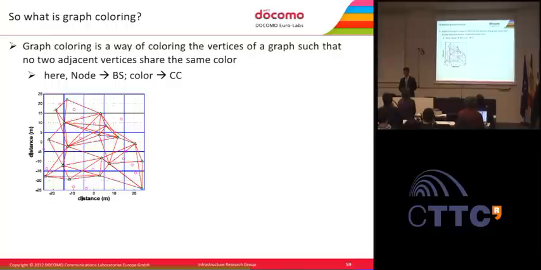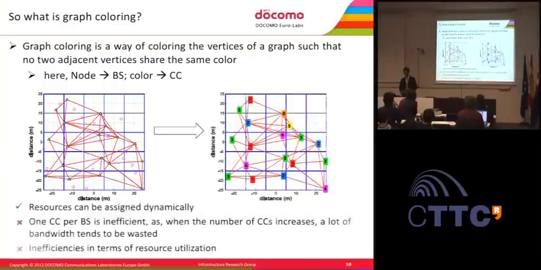Just very briefly, without going into any details whatsoever, graph coloring is a way of coloring the vertices of a graph such that no two adjacent vertices share the same color. So this is exactly what's used to color maps of the world, and this problem has been around for a very long time. It's been solved. You need 4 colors.